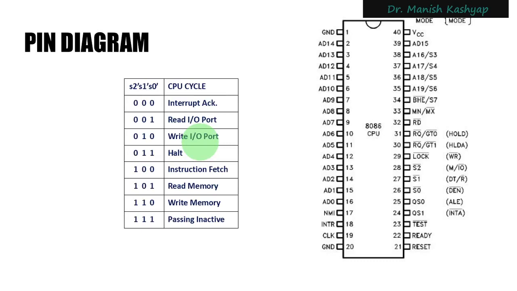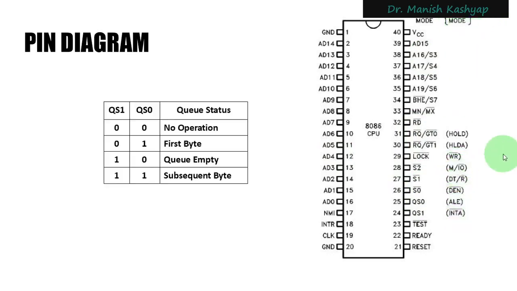After that, we also saw the S0, S1 and S2 pins, but you see that S0, S1 and S2 are used in maximum mode. So they will not be applicable for today's class because we are essentially studying the minimum mode configuration, right? And after that, QS0 and QS1 tell us the status of the queue that we have, but QS1 and QS0 are also applicable for maximum mode. So this will also not be applicable for today's class, right?